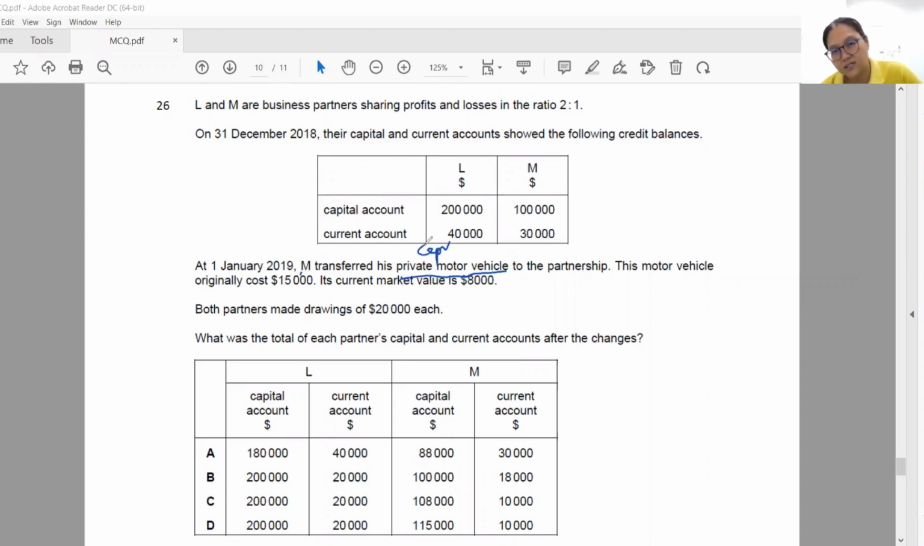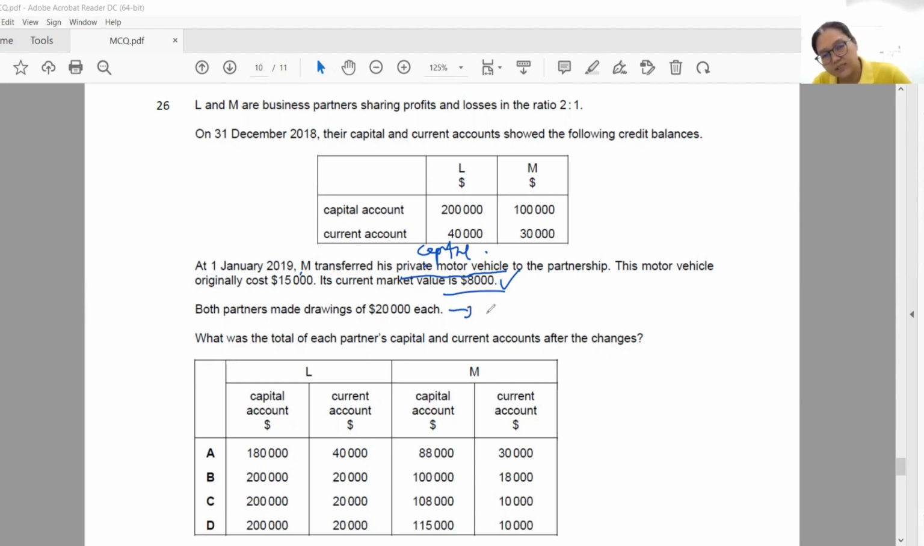This is related to capital. This motor vehicle's original cost is 15,000, and the current market value is 8,000. We have to take the current market value when we transfer it to the business as an asset. Both partners withdraw 20,000.